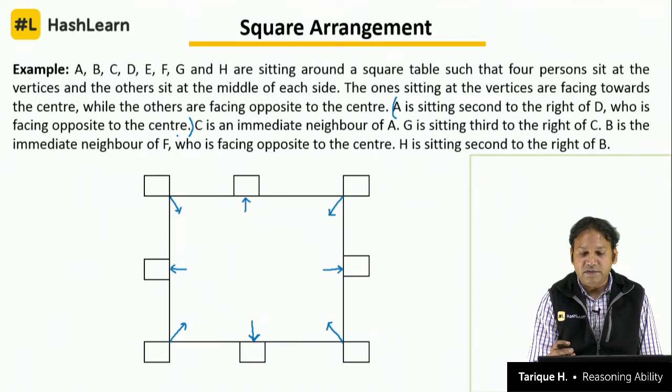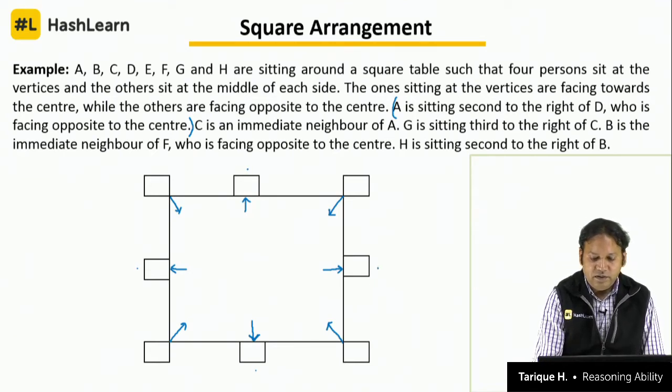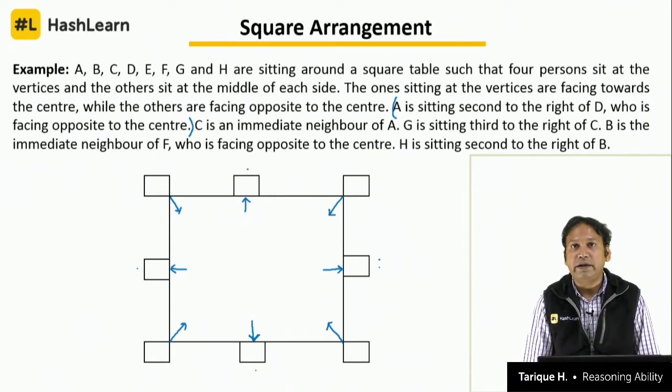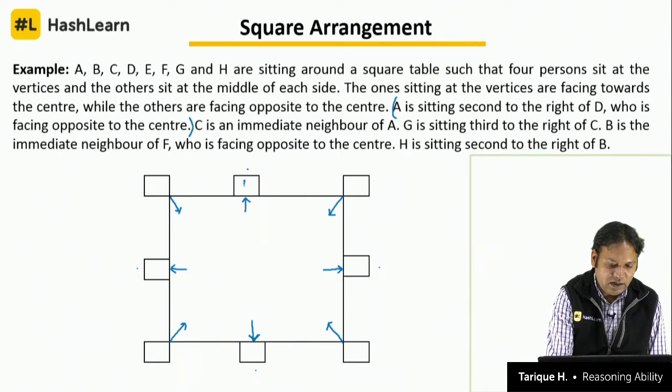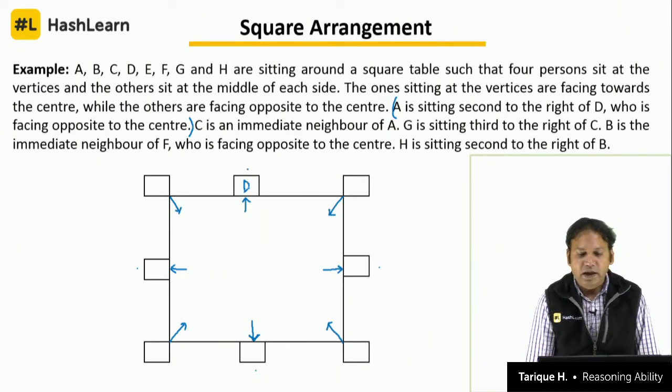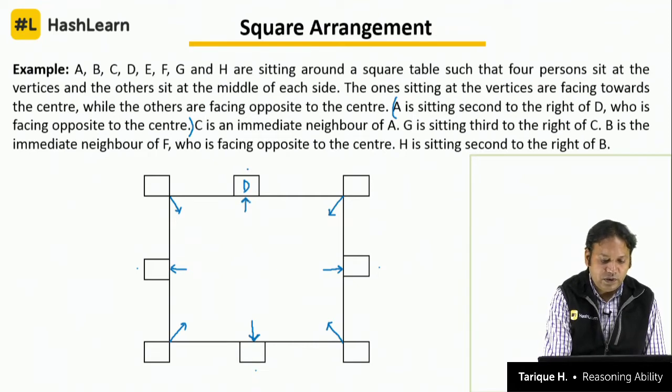A's position is given to you with respect to D, and it is known to us that D is sitting at the sides. That means D can come in these positions 1, 2, 3, 4. Correct? We don't know where D is, so we can start from anywhere. Let's say I will start from here. So D is here. A is sitting second right of D. So if D is facing opposite to the center, second right means 1, 2. This will be the position of A.